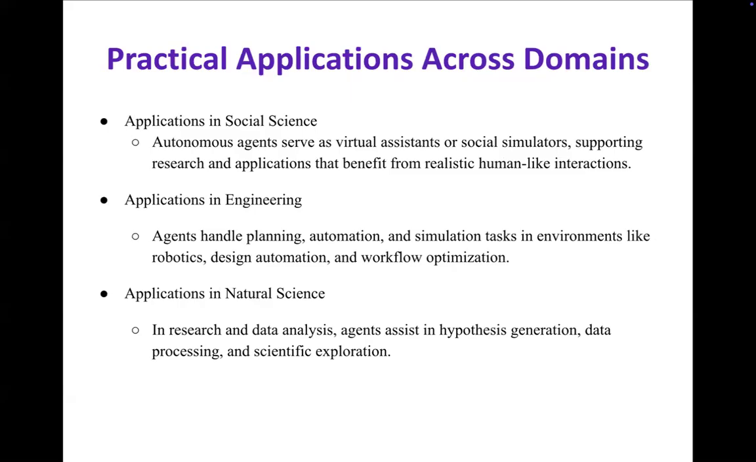Some practical applications across domains for AI agents include social science, in which autonomous agents can serve as virtual assistants or social simulators. An application in engineering is where agents can handle planning, automation, and simulation tasks in environments like robotics, design automation, and workflow optimization. And then applications in natural science, where in research and data analysis, agents can assist in hypothesis generation, data processing, and scientific exploration.